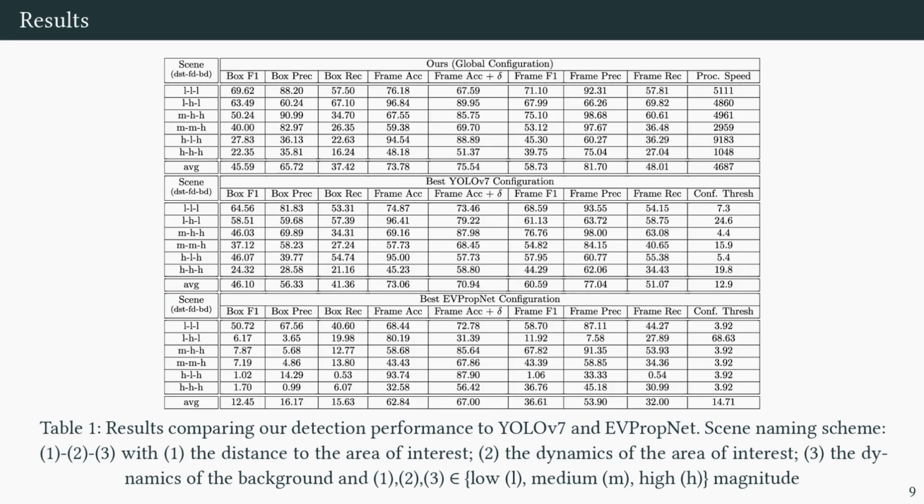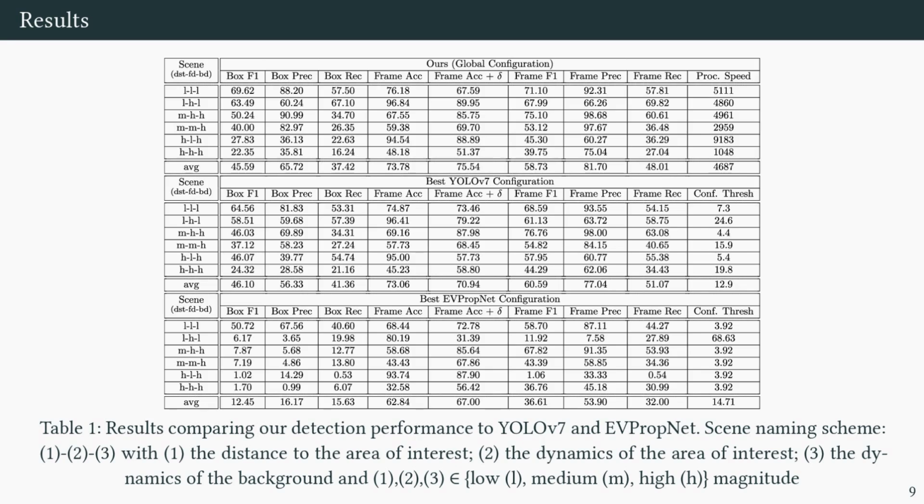Our approach was then evaluated with 2 different parameter configurations. One optimized to maximize box F1 score on every individual scene and one globally over all scenes. The results were then compared to YOLO V7 with confidence thresholds optimized for each scene as well as EVPropNet, both operating on accumulated event frames.